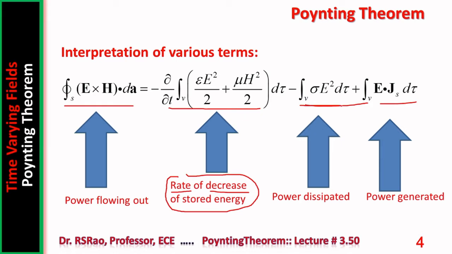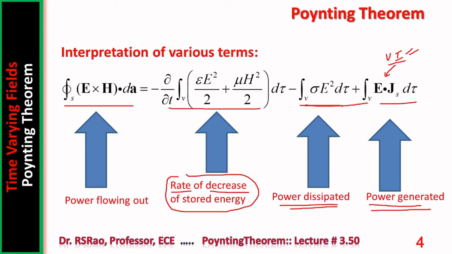That is the first term. When it comes to the second term, this is Joule's law, so we can easily understand it is power dissipated. Now E·Js is similar to VI. Let us suppose across a source the voltage is V and the current out of the source is I. Then the power generated by the source is VI. Of course, this is a circuit theory relation. When it comes to field theory, it becomes E·Js, so we can interpret this term as power generated. The first term is decrease of stored energy, the second term is power dissipated, the third term is power generated.